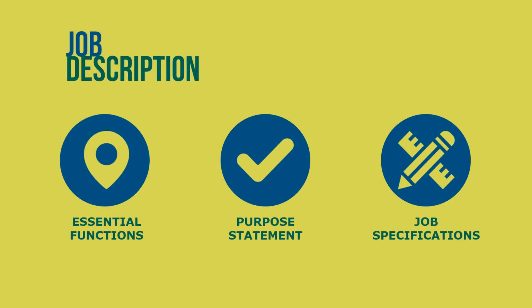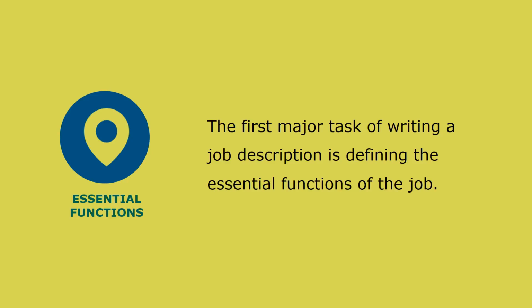Once the data about a particular job has been collected, 3 primary elements of a job description can be created. They include essential functions, a purpose statement, and job specifications. The first major task of writing a job description is defining the essential functions of the job. The term essential function should be part of every job description, and it should explicitly state how an individual is to perform the job. On average, a job description should include 4 to 8 essential function statements.